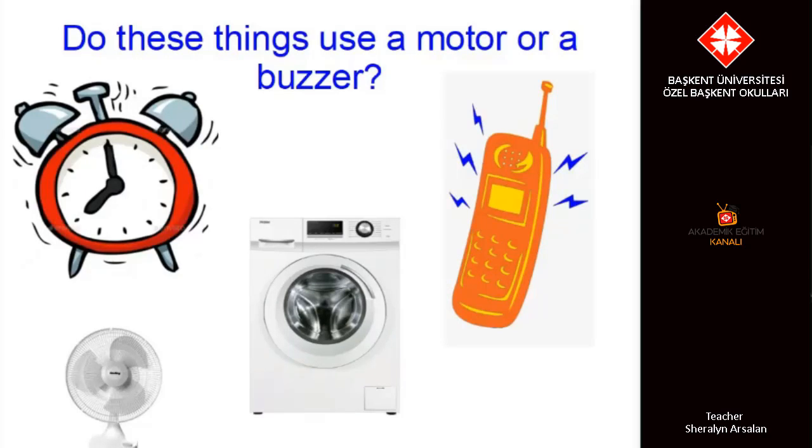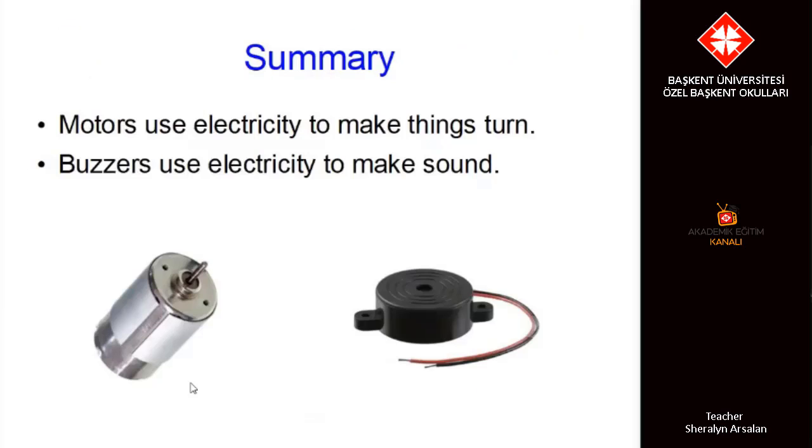Do these things use a motor or a buzzer? What do you think? Well done. The alarm clock uses a buzzer. The mobile phone uses a buzzer. And the fan and washing machine use a motor. So, motors use electricity to make things turn. Buzzers use electricity to make sound.